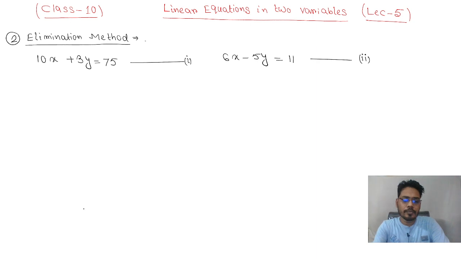Now first you have to make the coefficients of either x or y equal. So first I am going to equalize the y. It is 3y here and 5y here. How do you make them equal? If you multiply equation number 1 by 5, it will be 15y, and if you multiply equation number 2 by 3, it will be 15y. So it will be 50x plus 15y is equal to 375, and this will be equation number 3.